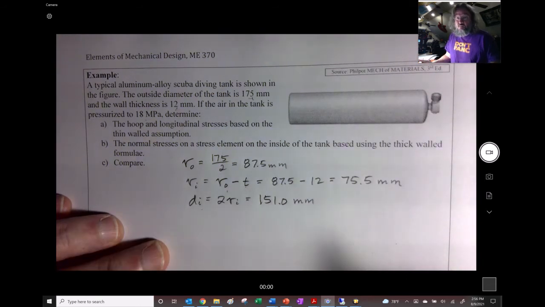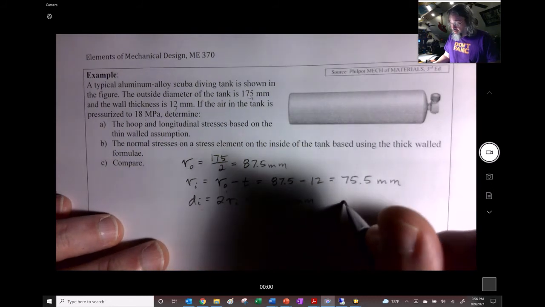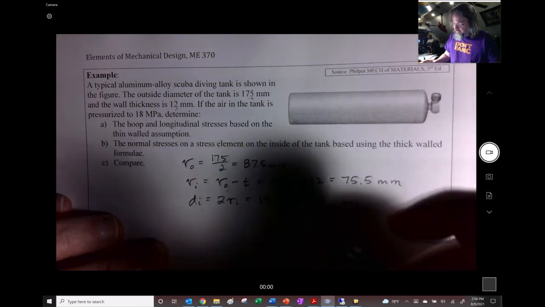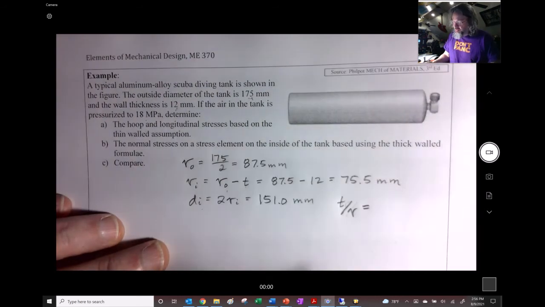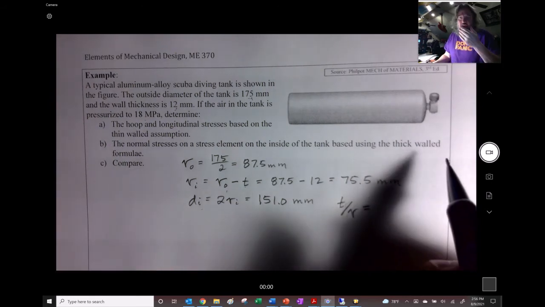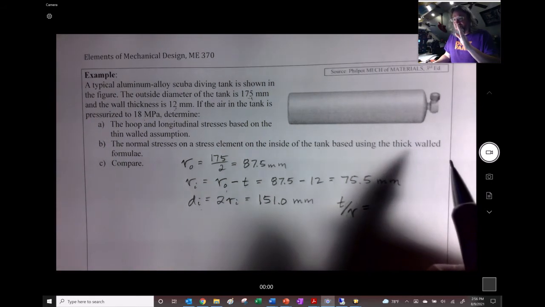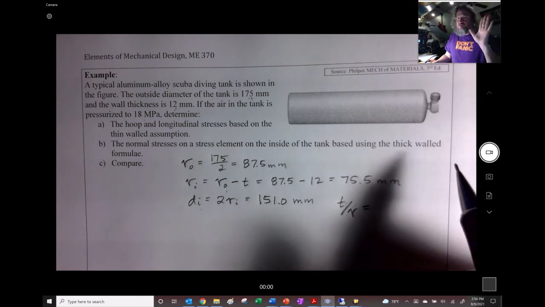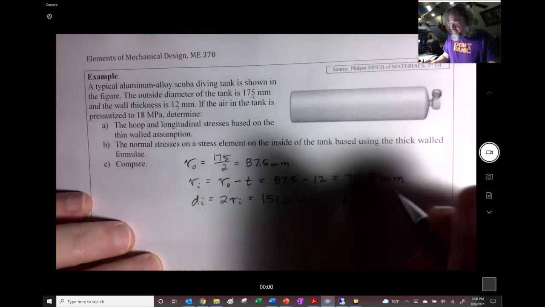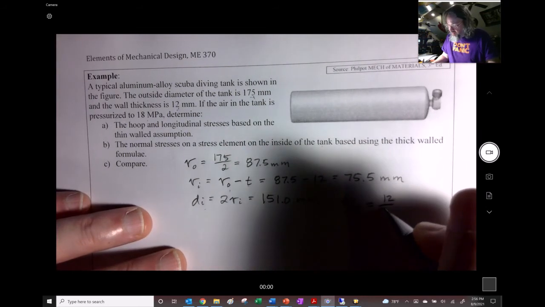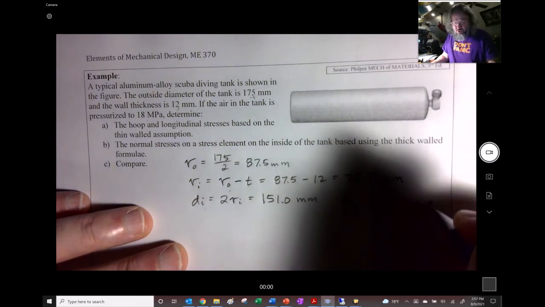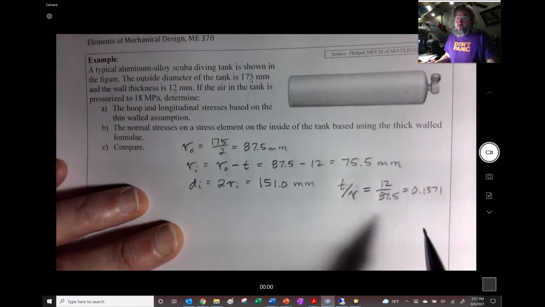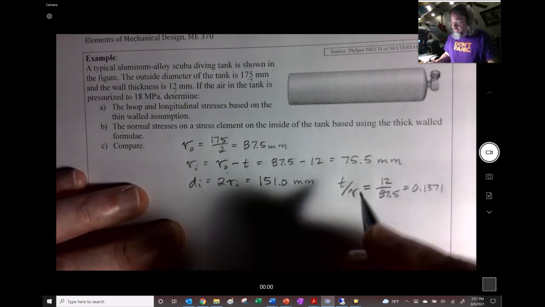Now, a good thing to check all the time is t over r. And then people ask, well, which r should we use? Well, the truth is, use either one. If one of them's above 0.1 and one of them's below 0.1, you could use the thin-walled, but write down a little caveat at the end. But here we have 12 divided by 87.5, that's the outside radius, and we get 0.1371. That's more than 0.1. So we should actually use a thick-walled approximation.